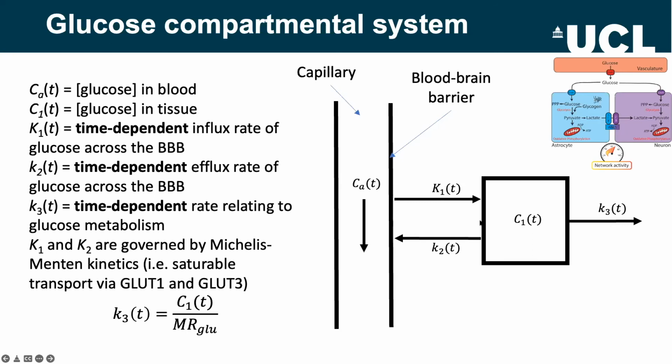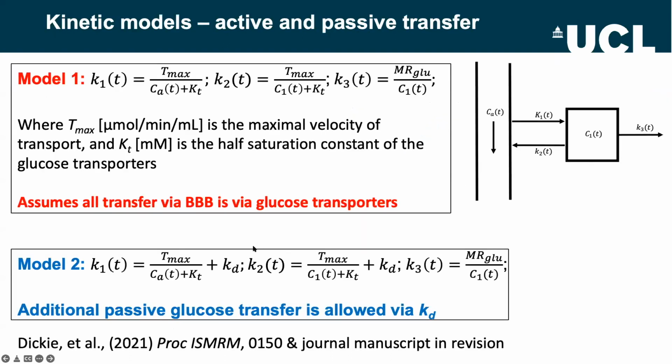Unlike when we're looking at gadolinium and, to a large extent, water, the kinetics of glucose are governed by what is known as Michaelis-Menten kinetics. What that effectively means is that because you've got active transport of glucose across the blood-brain barrier in both directions, you have to take into account the fact that those transporters can be saturated. We tested two models. The first one was the classic situation where you just have this saturable transport. So K1 and K2 are described by these functions here.